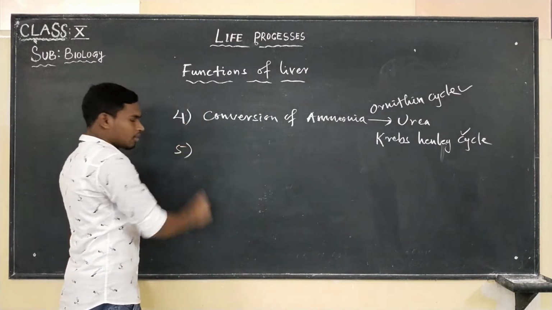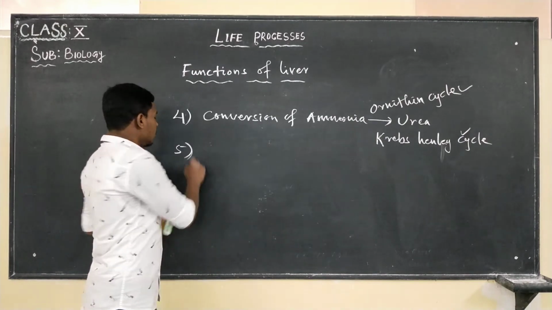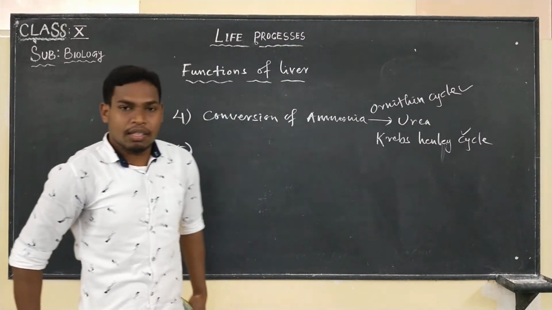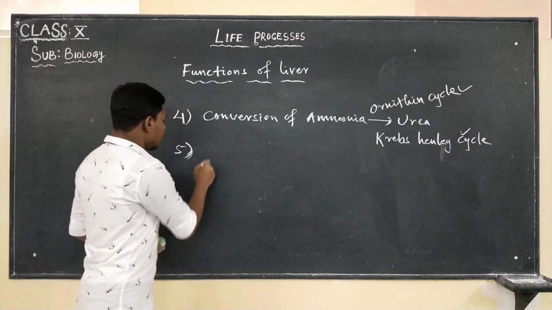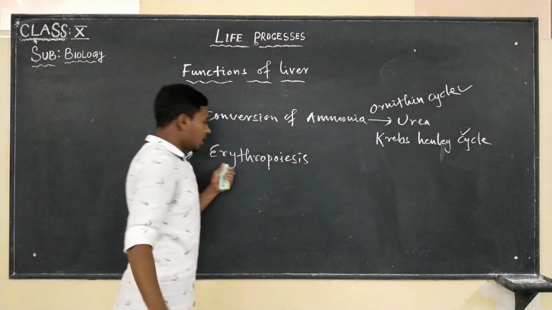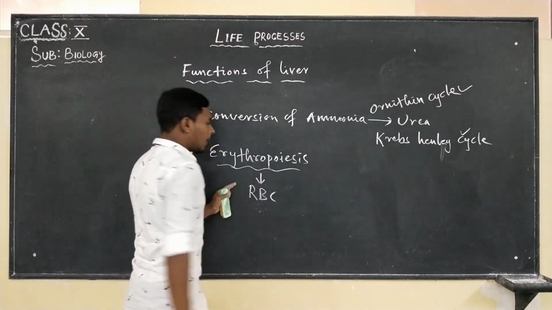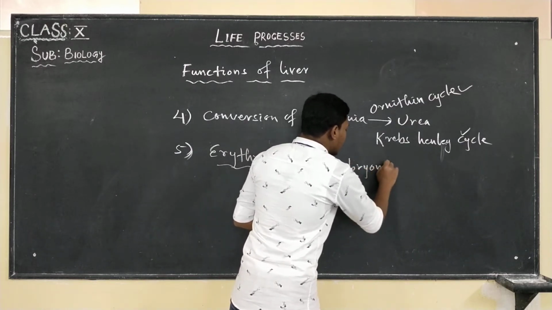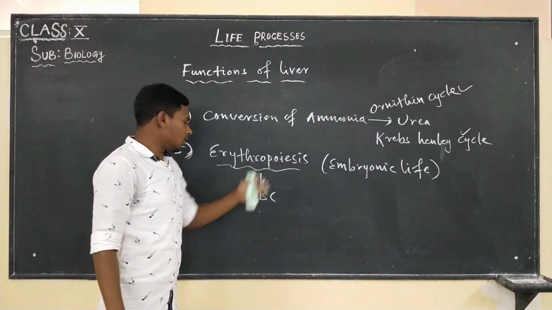And the fifth function that we are going to see is the next function. For the embryo that is growing in the mother's womb, the liver functions to produce RBC, known as erythropoiesis. It takes place in embryonic life. So in embryonic life, the liver acts in erythropoiesis, that means production of RBC.